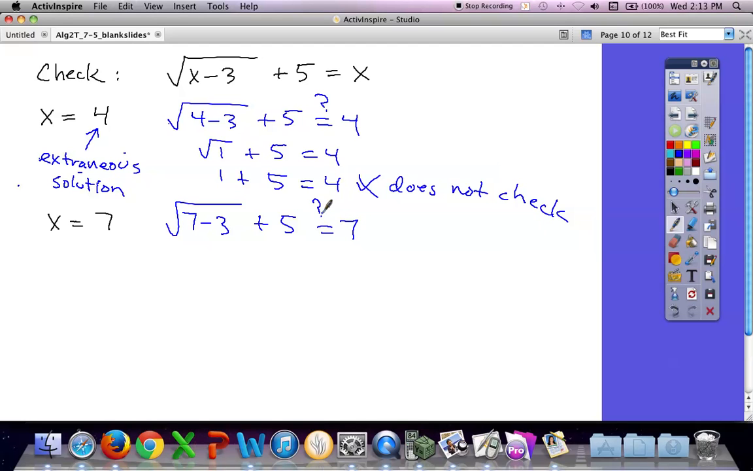We could check the x equals 7. Plug in, the square root of 7 minus 3 plus 5 equals 7, question mark. The square root of 4 plus 5 equals 7. So that's 2 plus 5 equals 7. And that checks. So the only answer is x equals 7.